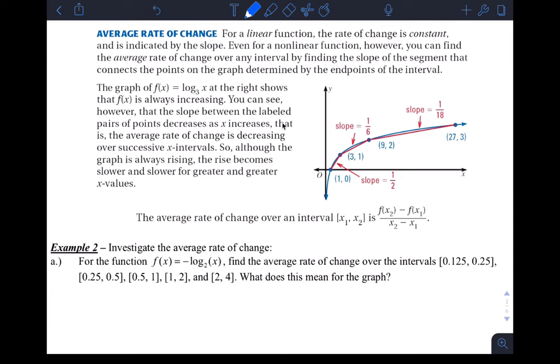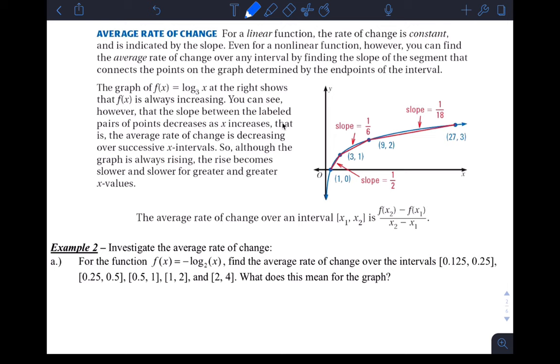So, we're going to rely on this formula down here, which is basically the same formula you learned in Algebra 1, just written in function notation. It's basically this one. Except we're talking about something in function notation, and we're not going to be doing this with linear functions. We're going to be doing this with nonlinear functions.